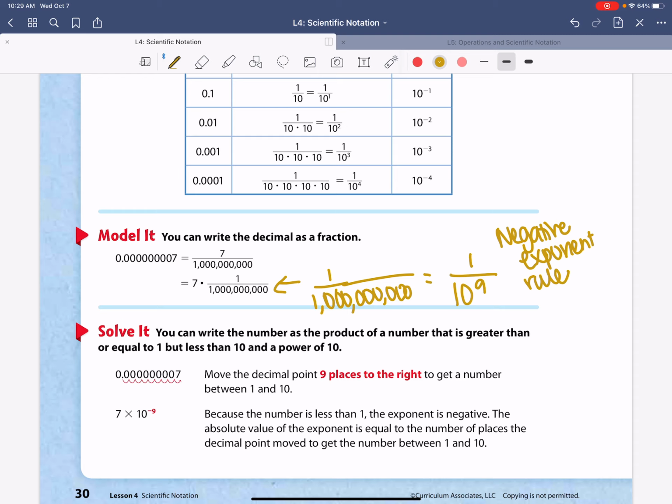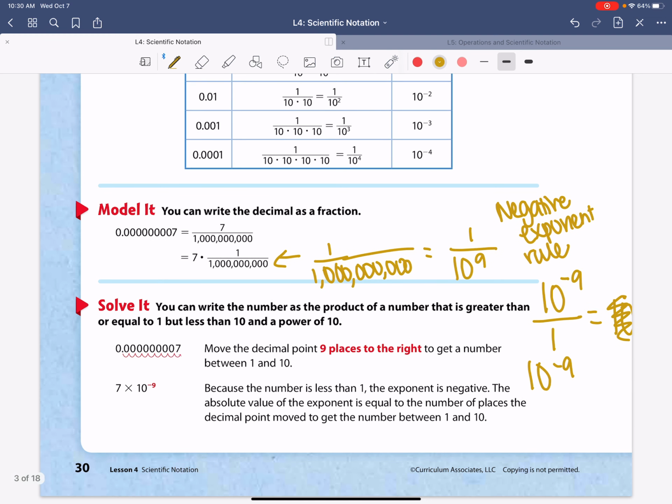And they know if they have 1 over 10 to the 9th power, they can rewrite that as a negative exponent. So they can just give me the reciprocal and the opposite exponent. And of course, we know anything over 1 is just itself. So that's 10 to the negative 9th. Let me write that over here. That is our power of 10.